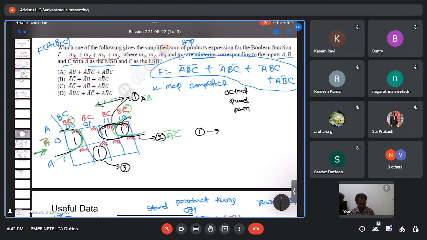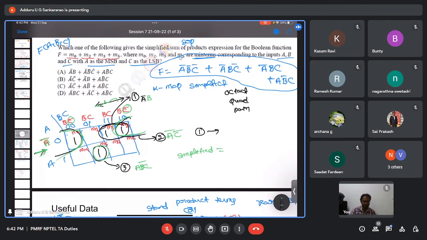Okay, and now for the third one, as it is we can directly write here, because we are not grouping, we are not simplifying it. So this is A B bar C. Okay, now the simplified expression is what? We need to add all these essential prime implicants. We'll say them essential prime implicants.